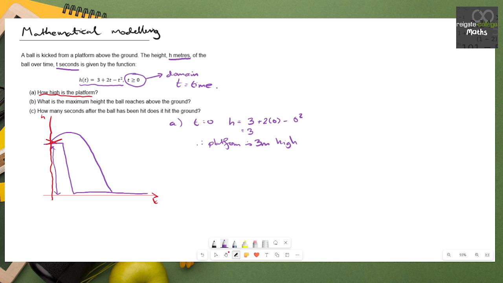So what is the maximum height the ball reaches above the ground? So that's going to be here. And there's a couple of ways we can do that. But the simplest way is thinking again about this as a quadratic graph. This is the vertex. So if we think about completing the square for h, then we can work out the vertex. So if we take out a minus from the bits with t in and leave the 3 alone, we then complete the square here.